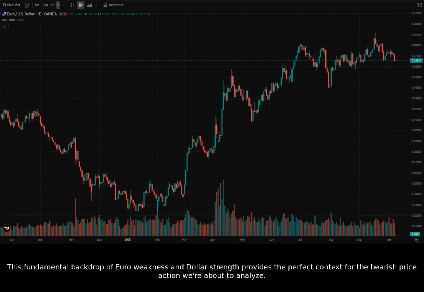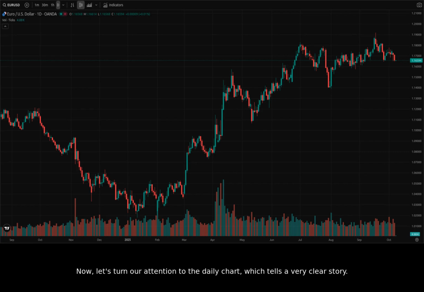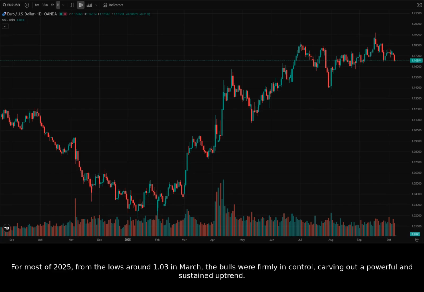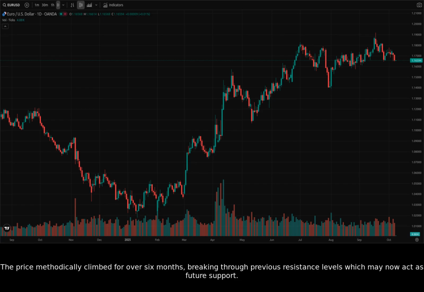This fundamental backdrop of euro weakness and dollar strength provides the perfect context for the bearish price action we're about to analyze. Now, let's turn our attention to the daily chart, which tells a very clear story. For most of 2025, from the lows around 1.03 in March, the bulls were firmly in control, carving out a powerful and sustained uptrend. The price methodically climbed for over 6 months, breaking through previous resistance levels, which may now act as future support.